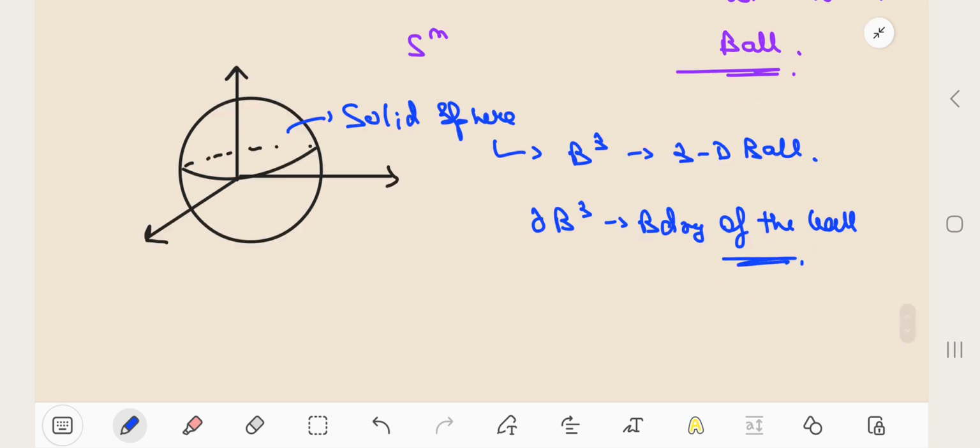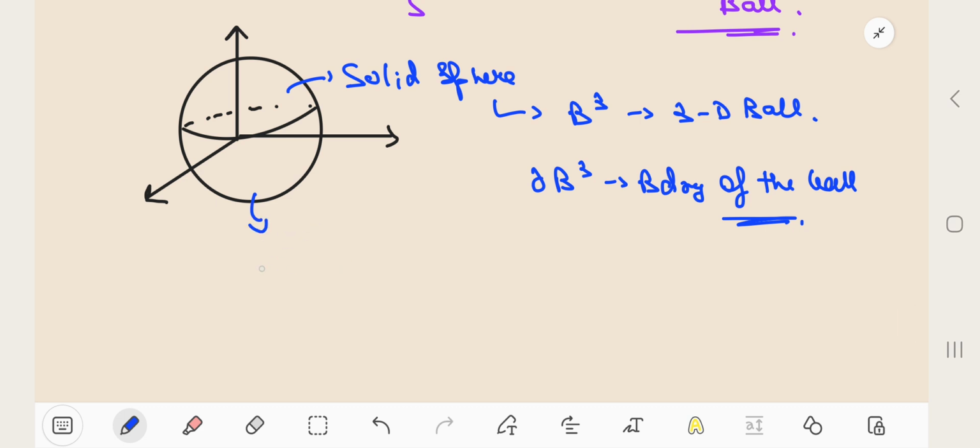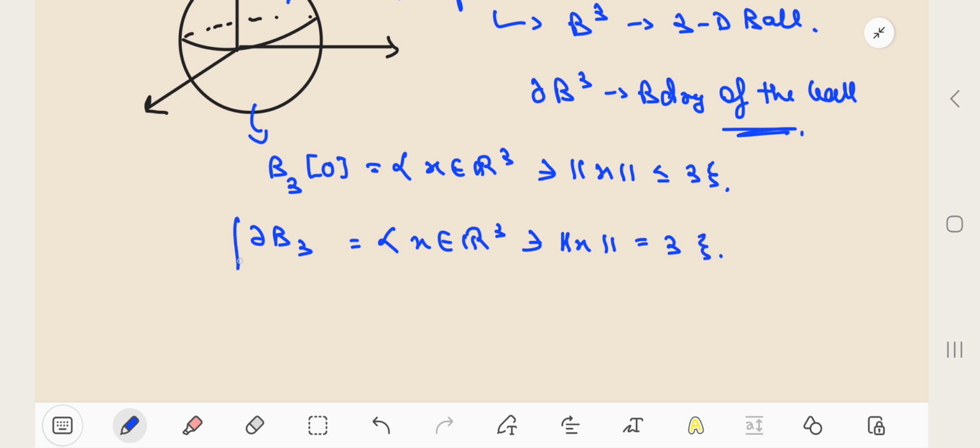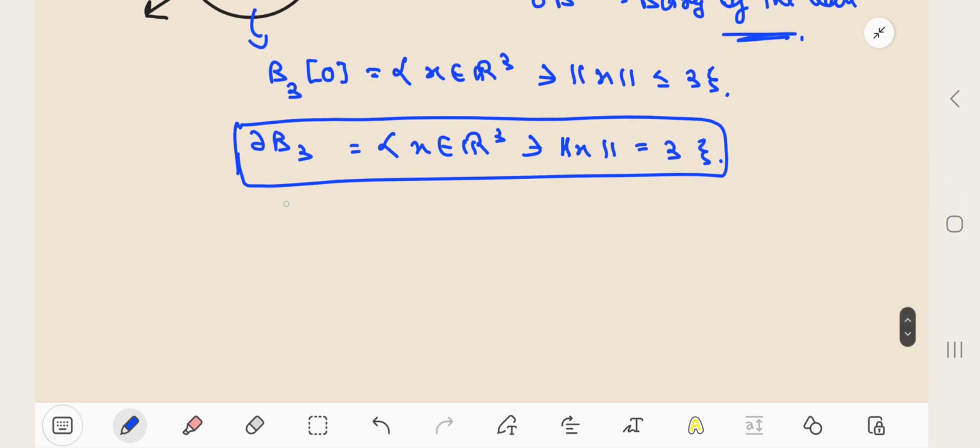Suppose this ball has radius 3, the closed ball centered at the origin of radius 3. This will be the collection of all elements x in R^3 such that their norms are less than or equal to 3. By the boundary of B^3, I mean the collection of those points which are exactly on the surface, the vectors whose distance from the origin is exactly 3. Then this boundary, if you carefully observe, is just the hollow sphere.